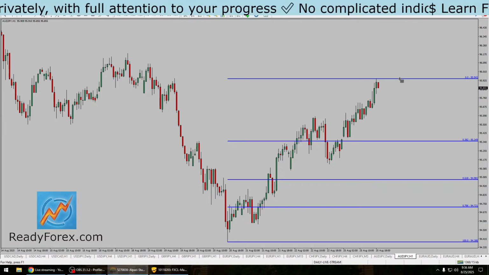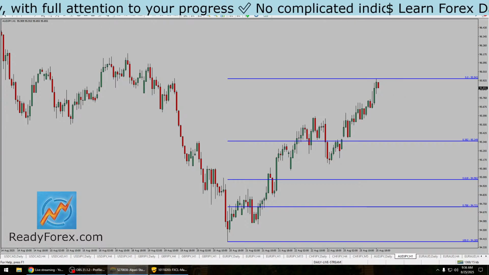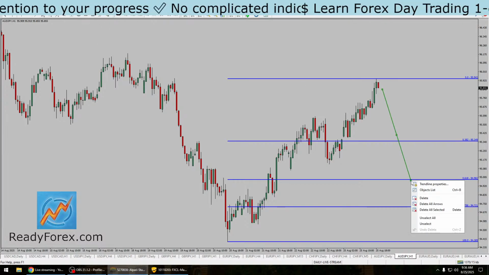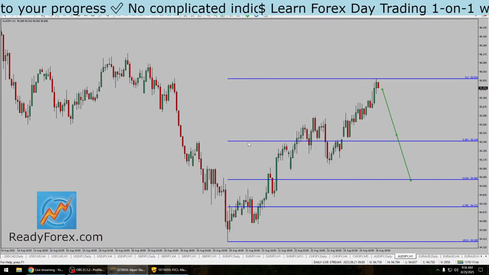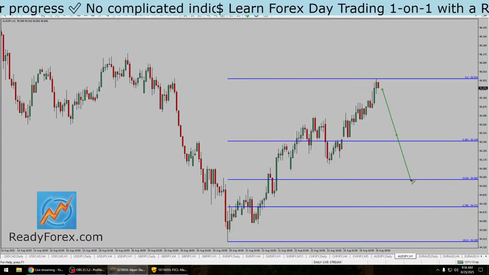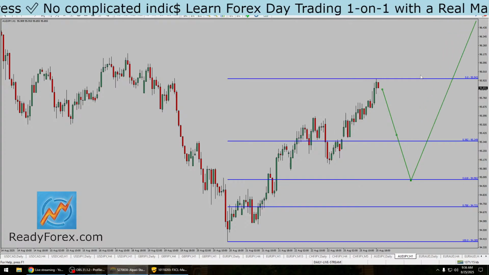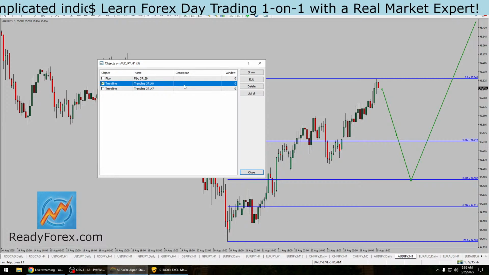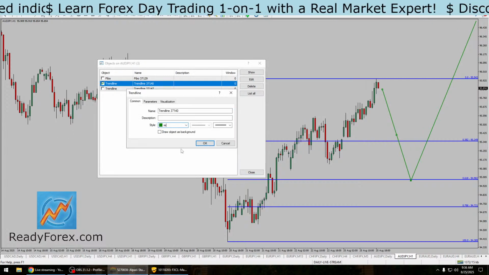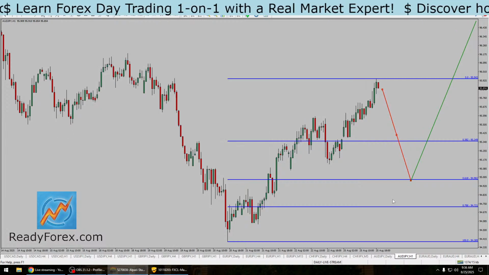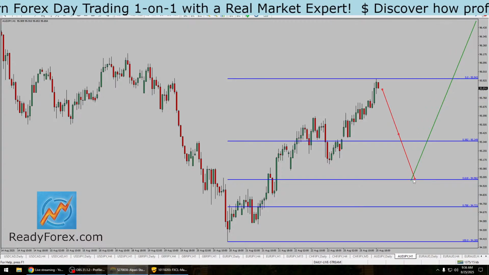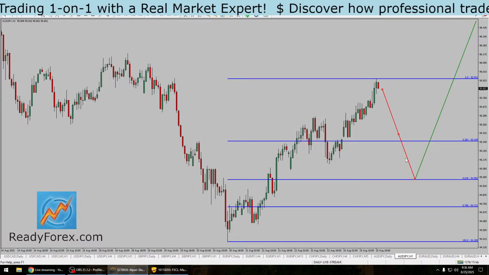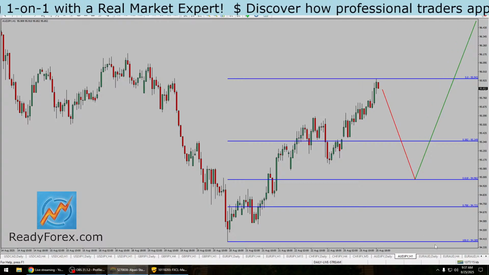Wait for a pullback, something like this, and then somewhere around this area look for a potential buy trade setup. So here it is. Wait for the market to drop first, and then expect further upside in AUDJPY currency pair.